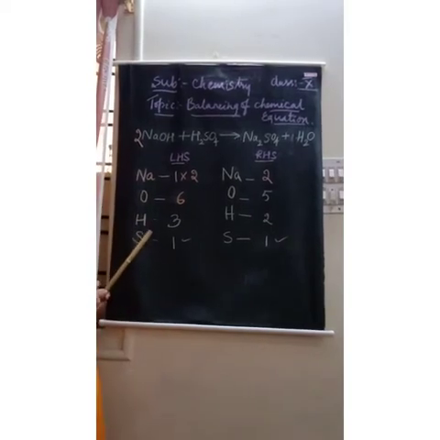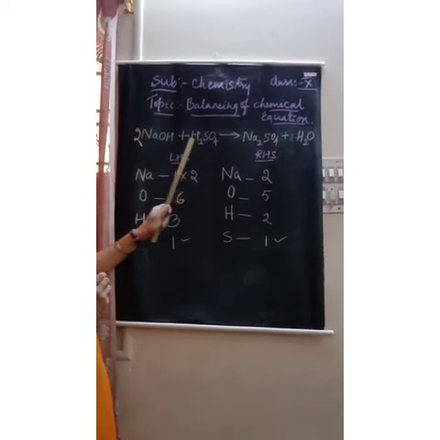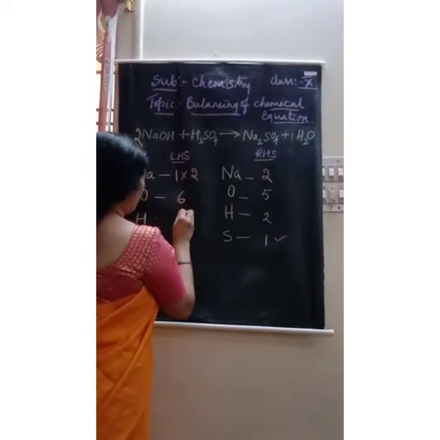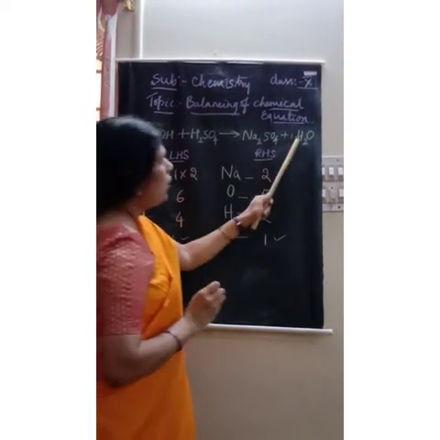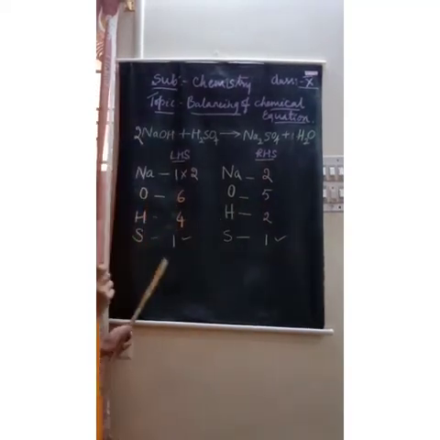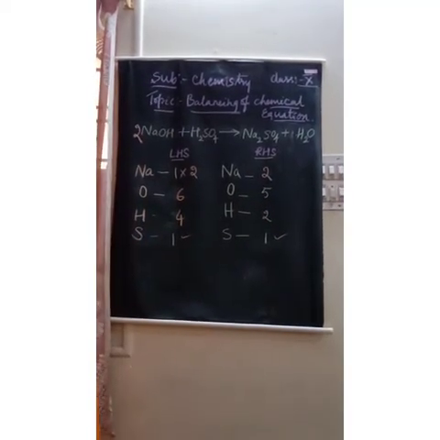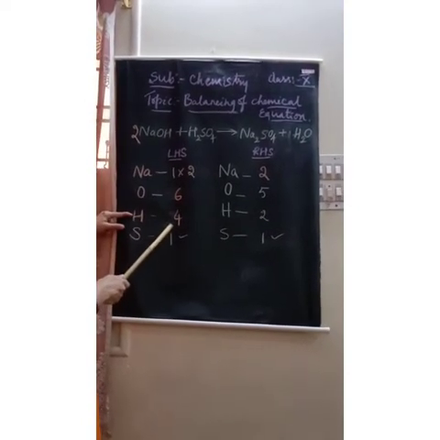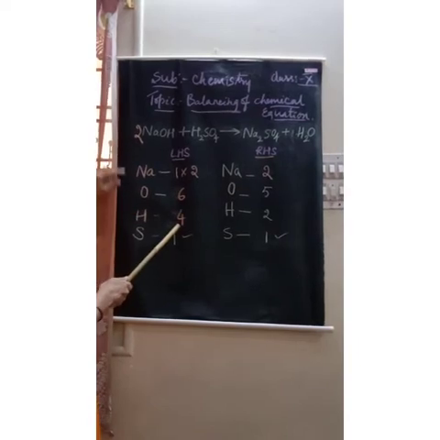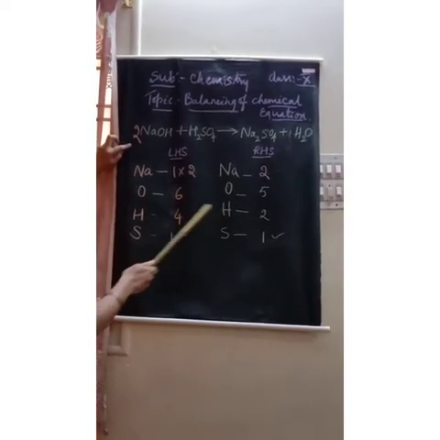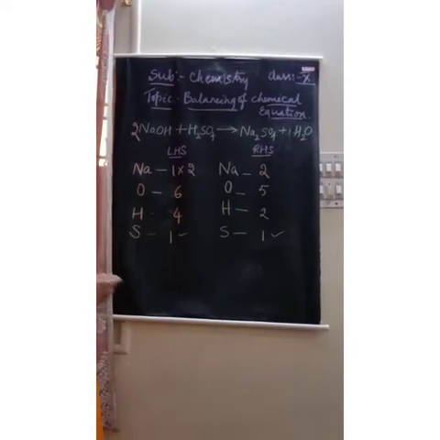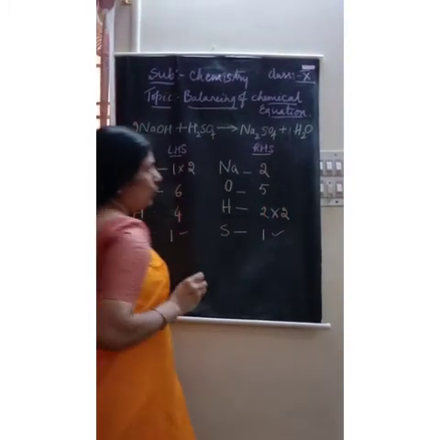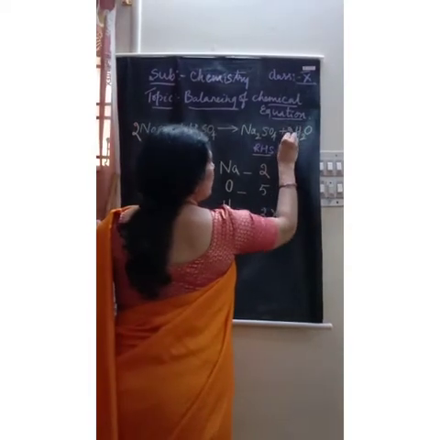What about hydrogen, children? So 2 plus 2. What about hydrogen now? Before 3, now 4. Clear? So here hydrogen is 2 only. Sulfur is the same. Clear, children? What do we have to do? We have to balance hydrogen now. So how many hydrogen are there on the reactant side? 4. So in order to balance hydrogen, what do we have to do? We have to multiply this hydrogen by 2. So shall I put here 2?